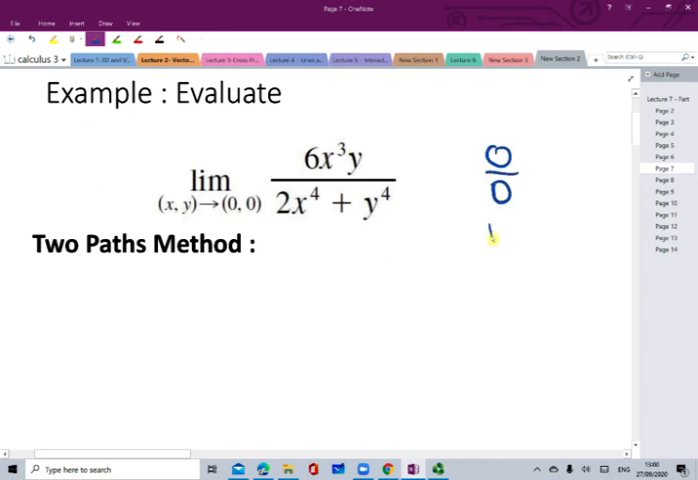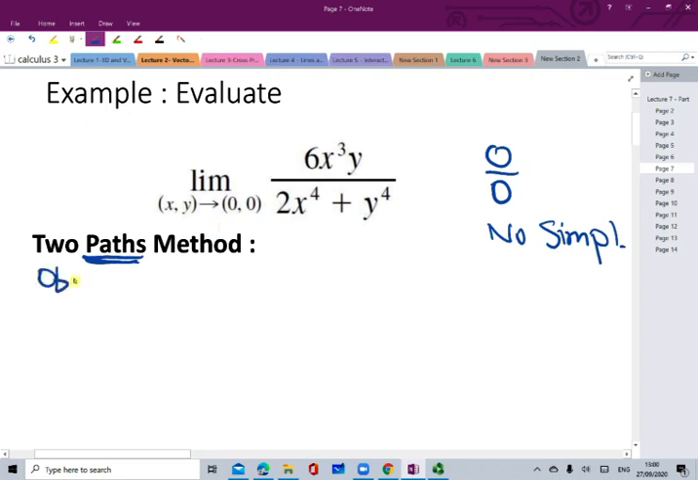Actually, there is no simple factorization or no more simplification for this problem. I have 6x cubed y over 2x to the power 4 plus y to the power 4. How can I conclude that this has a limiting value? Actually, I'll need to do paths. I need to check if the limit along different paths will give me the same value.